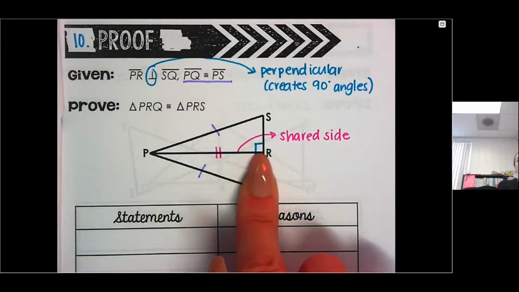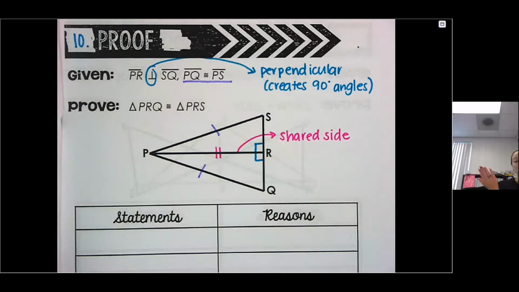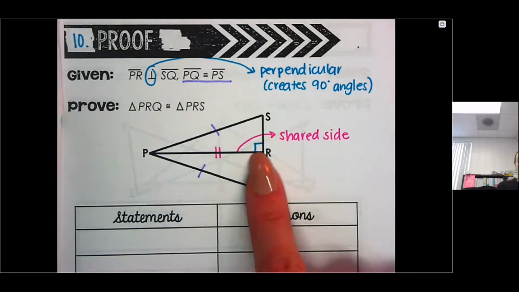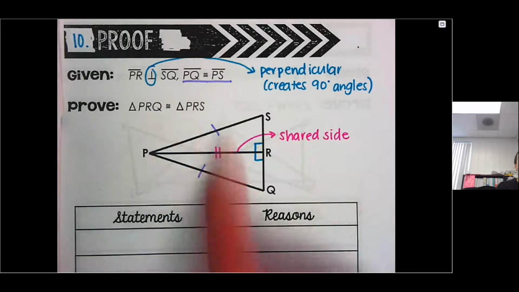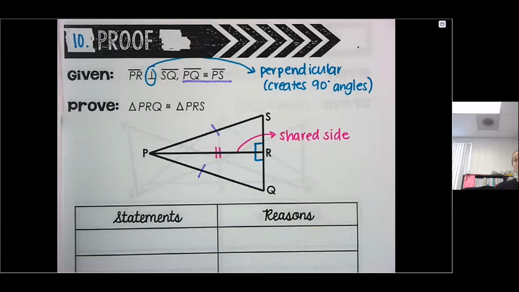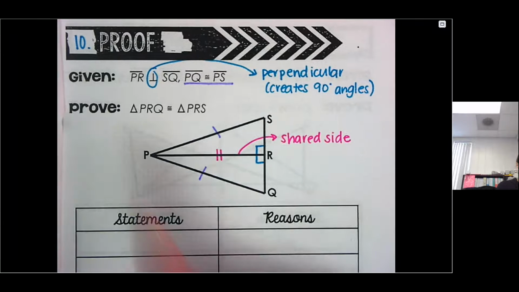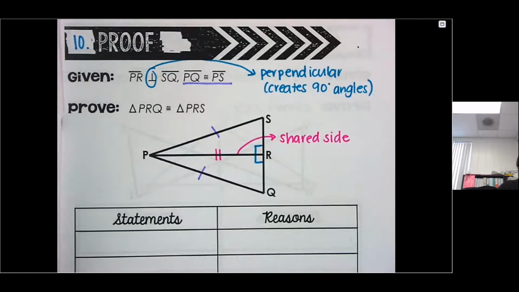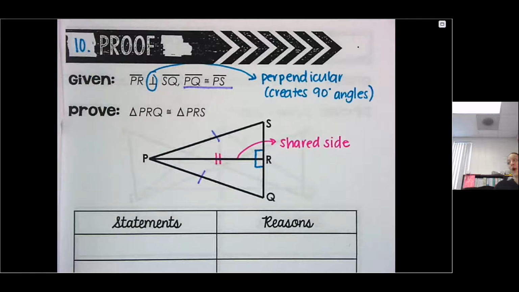No, you can't. So what, Rashawn? It's hypotenuse leg. Good. So we can't use the SSA, right? You're not allowed to use it forward or backward, but this one does work for hypotenuse leg because you've got a 90-degree angle. Which one of these is your hypotenuse? PS, this one over here, the long one. Does that one have a mark on it? Yes, it does. So since your hypotenuse is marked, we can use hypotenuse leg.